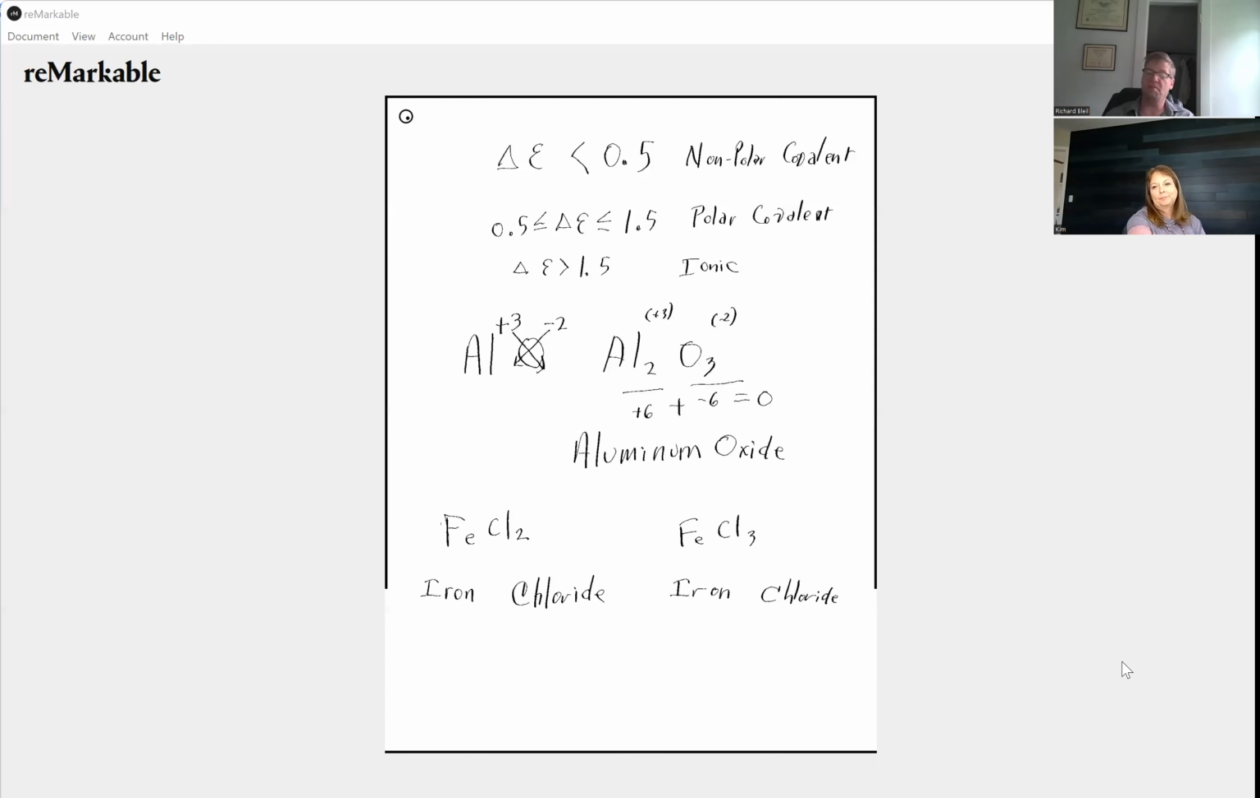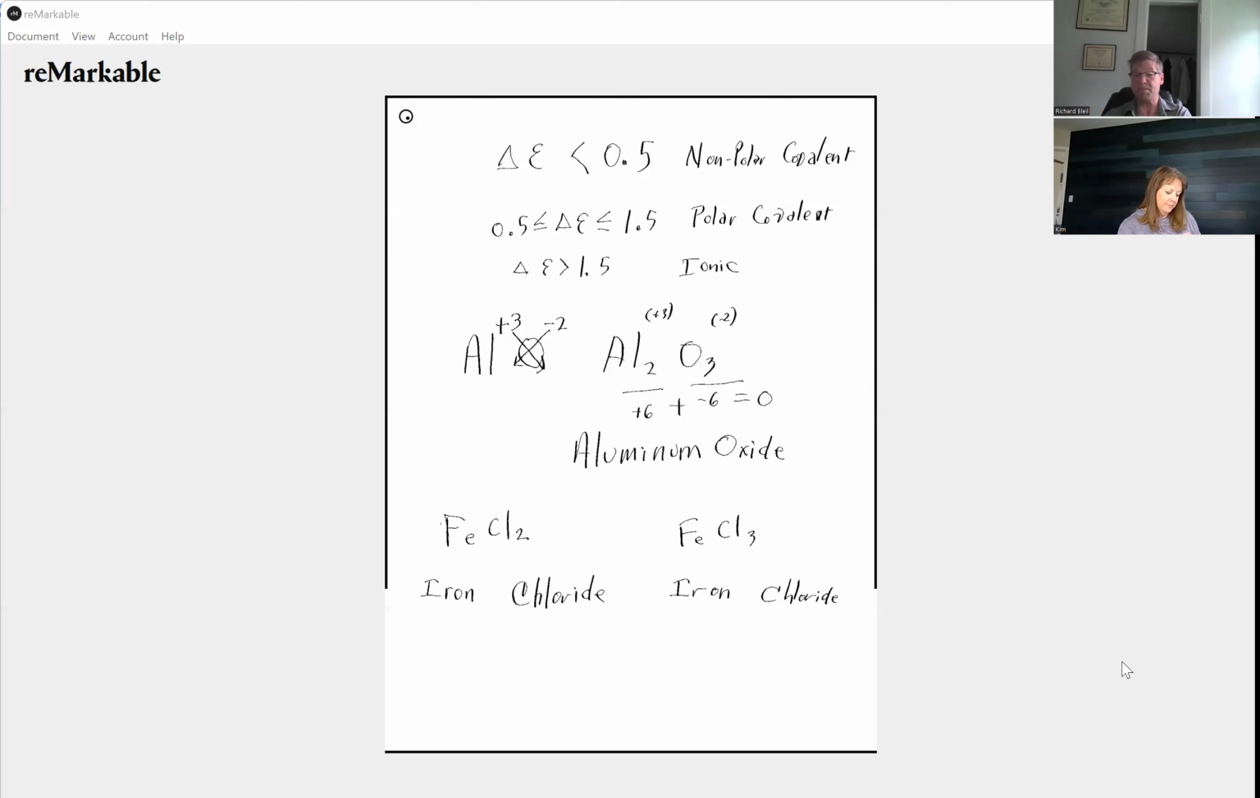These are both real compounds. They're both valid compounds. Which one would I get? I don't know. One's 2, one's 3. Exactly. Now, how do we distinguish these?